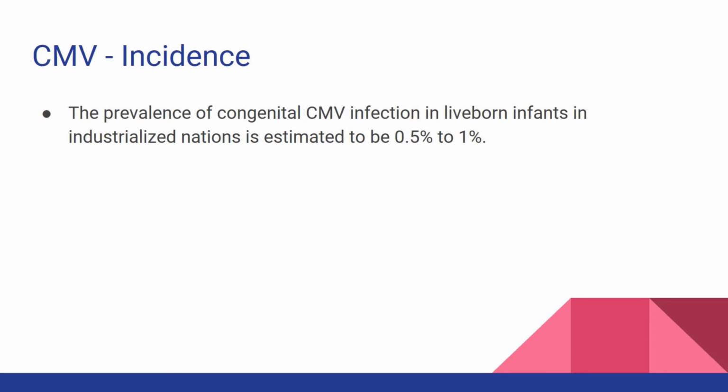So incidence, so prevalence of congenital CMV in live-born infants in industrialized nations is actually estimated to be about 0.5 to 1%. In the US, however, it's important to note that that's about 40,000 new cases of CMV every year.